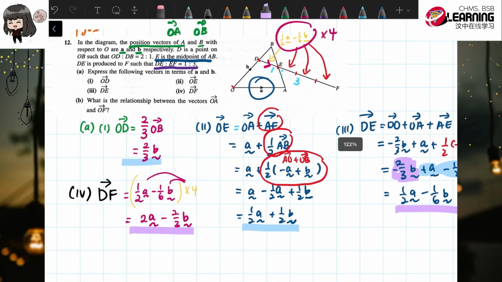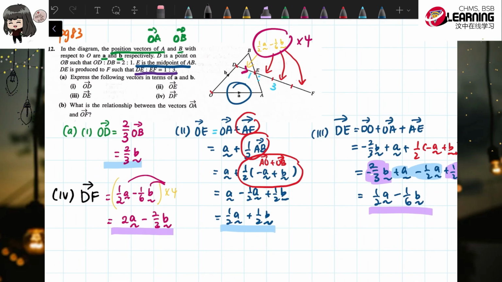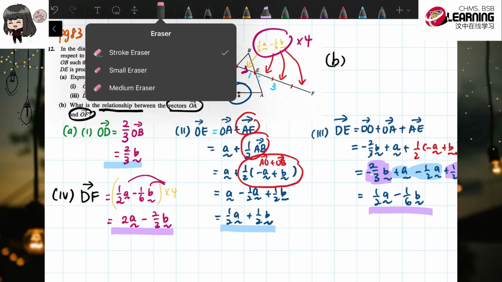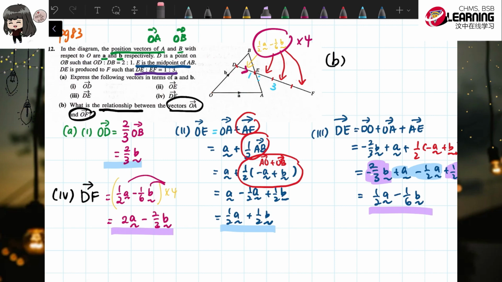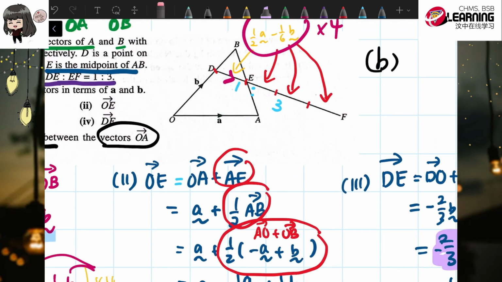Alright, let's look at B. What is the relationship between the vectors OA and OF? OA you have, right? Let's see OA and OF. O is here, A is here, and F is here, which means that it might be a straight line.